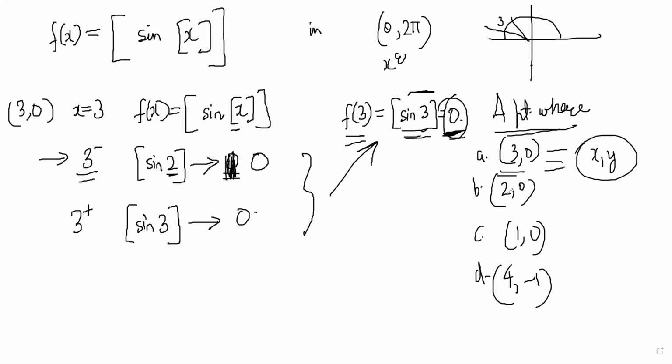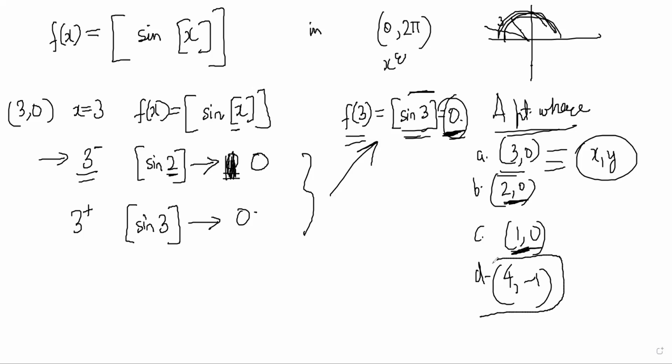The same thing if I do here, notice that since 2 is also in the second quadrant only, it will also tend to 0. Both 2 minus and 2 plus will be continuous because it will be positive and tending to 0. 1 also will be positive and tending to 0. There is no doubt.